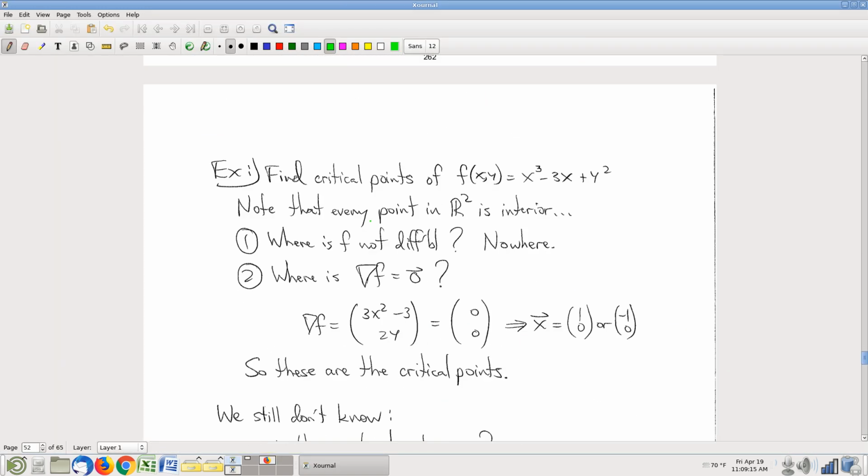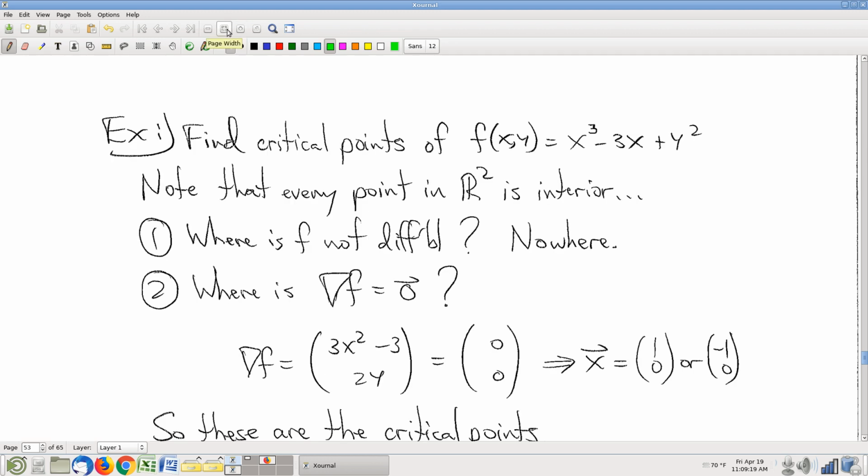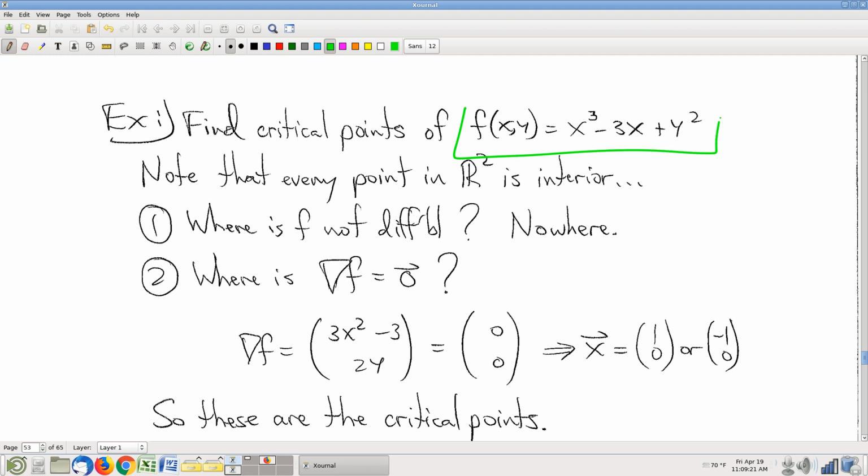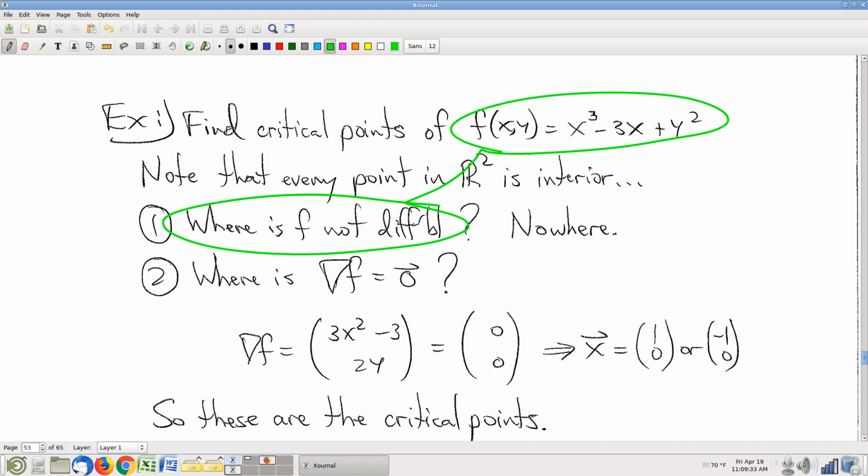So let's do one. Here's an application. Let's look at this function. Note this is a function defined on R2. We want to find the critical points. How do you find critical points? Step 1, where does this function fail to be differentiable? If that function fails to be differentiable anywhere, that's a critical point. All bets are off.